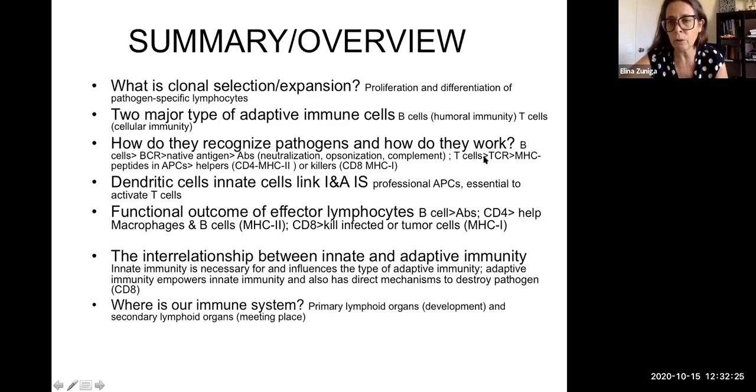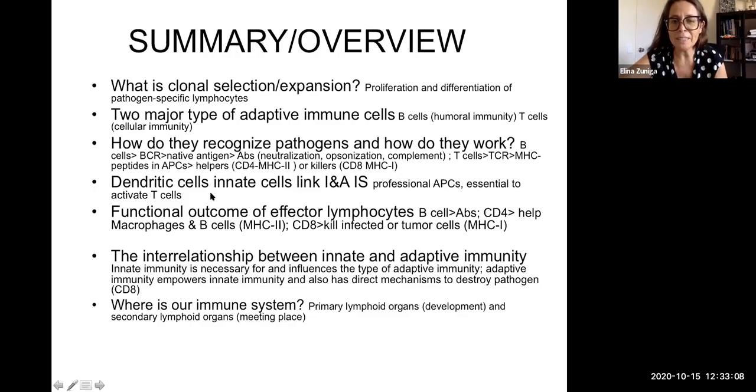And we learned that T cells recognize antigens through the T cell receptor, TCR, when the antigen is presented as a peptide in MHC class molecules. These MHC molecules can be expressed ubiquitously, like the MHC class 1 molecule that is expressed in all nucleated cells, or can be expressed only in APCs, like MHC class 2. The helper CD4 T cells recognize antigens presented in MHC class 2. The killer CD8 T cells recognize antigens presented in MHC class 1.